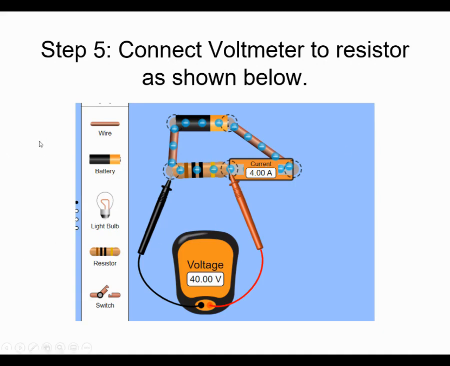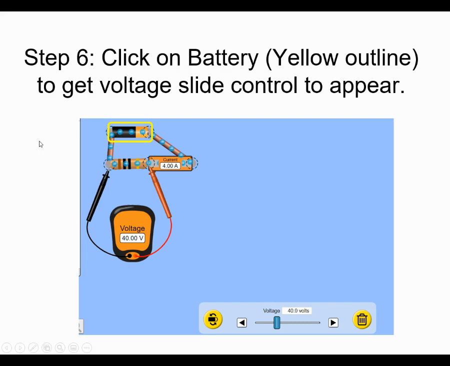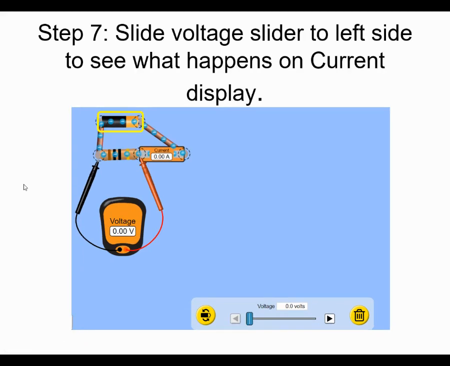Once you have this set up, click on the battery, and the battery voltage adjuster will appear along the bottom. This is what you're going to be using for this lab today. First thing I want you to do is move it all the way to the left. It'll go all the way to 0 volts. And notice the current and the voltage display are both 0.